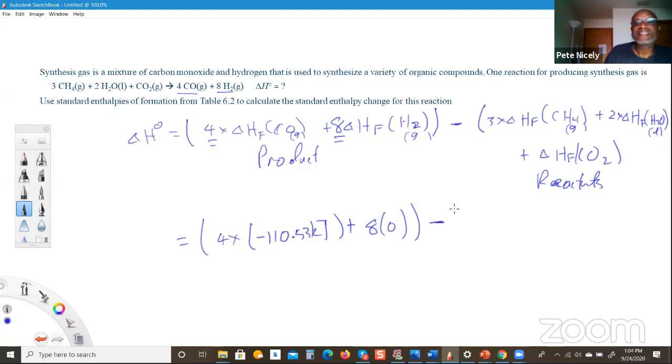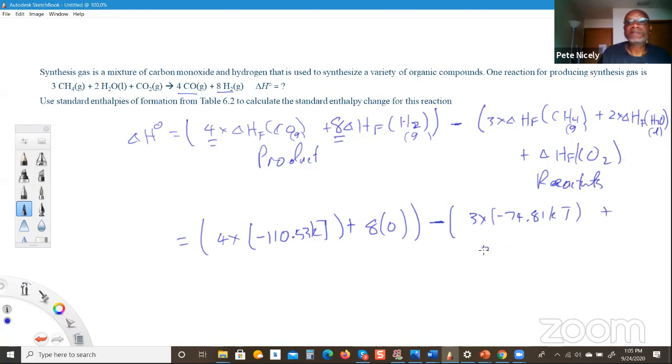And then on the reactant side, 3 times the enthalpy of formation of methane. So let me see if I can find methane CH4. According to what I have here, CH4 has a value of 52.26. So 3 times, no, wait a minute, wrong thing I'm looking at. CH4 minus 74.81 kilojoules, all right? So that takes care of the methane.